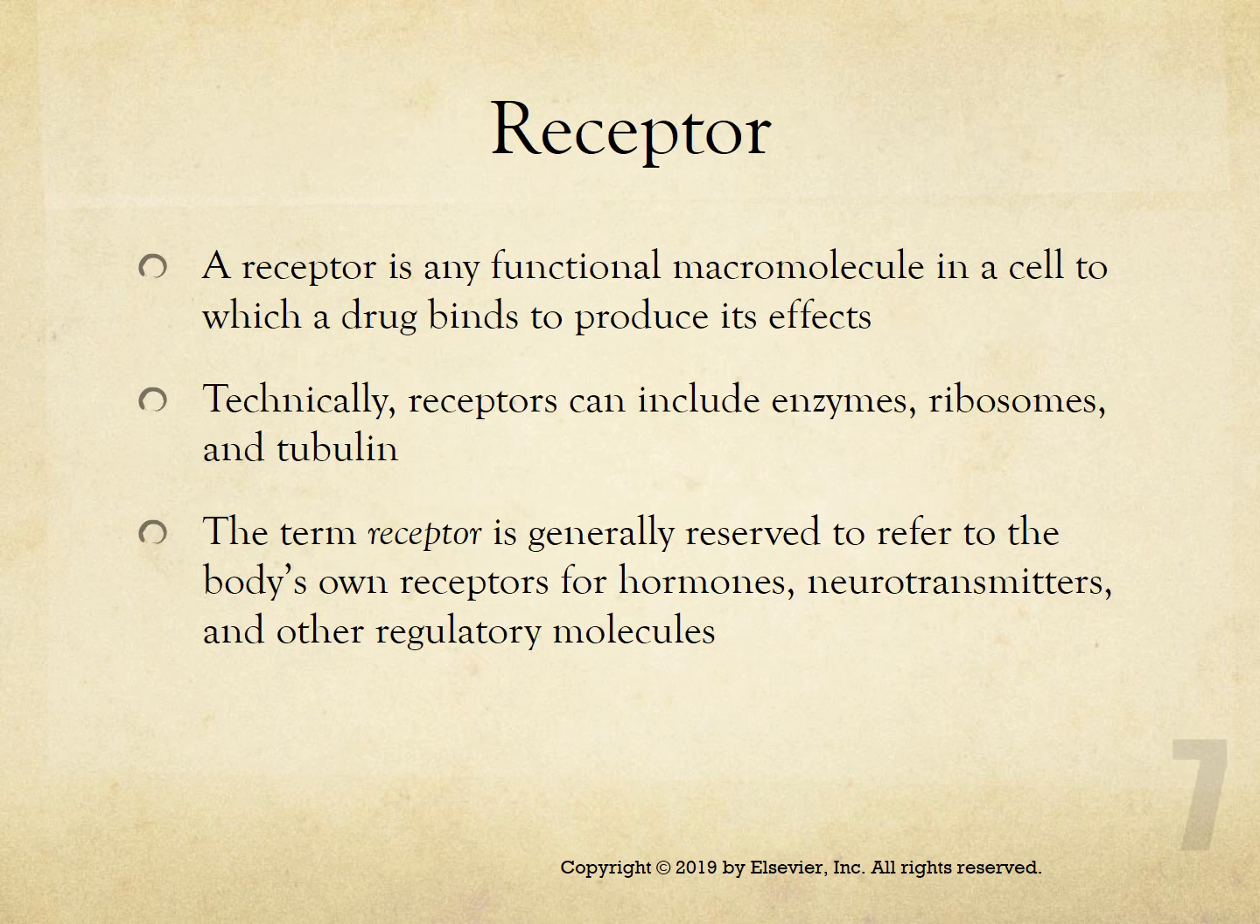So what is a receptor? A receptor is any functional macromolecule in a cell to which a drug binds to produce its effect. Technically, receptors can include enzymes, ribosomes, and tubulin. The term receptor is generally reserved to refer to the body's own receptors for hormones, for neurotransmitters, and other regulatory molecules.